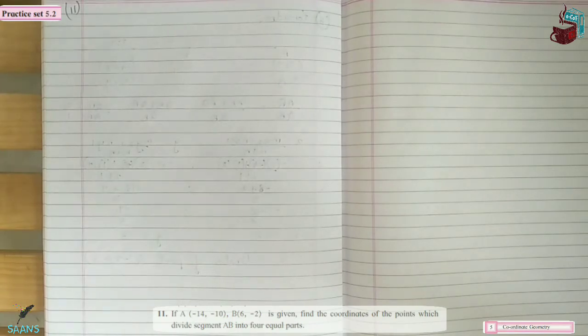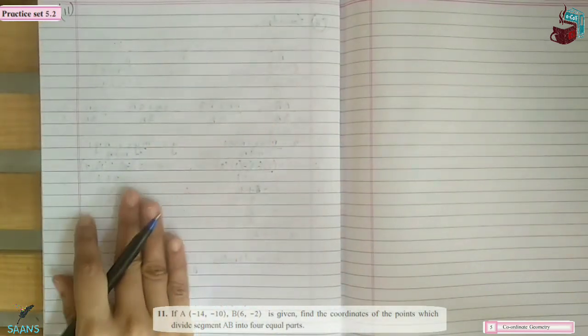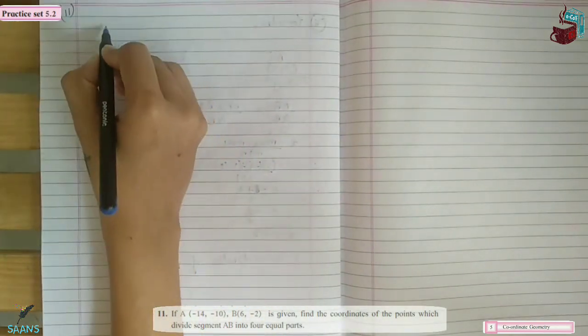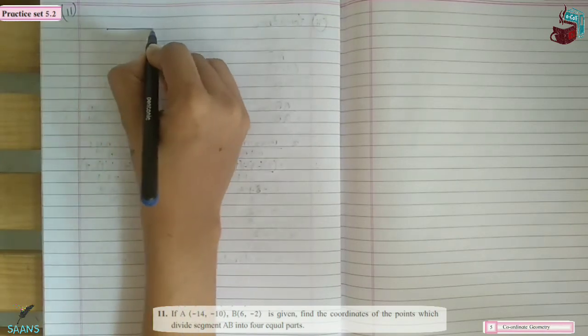Okay, sum 12 you're going to do on your own, from the same practice set, that is, from practice set 5.2. So if A is equal to minus 14, minus 10, and B is equal to 6 comma minus 2 is given, find the coordinates of the points which divide AB into 4 equal parts. Now see, here it is mentioned 4 equal parts. Okay, so how will you all do it? When 4 equal parts is mentioned, we understand that AB is divided into that many parts.